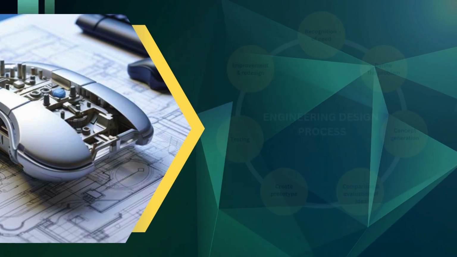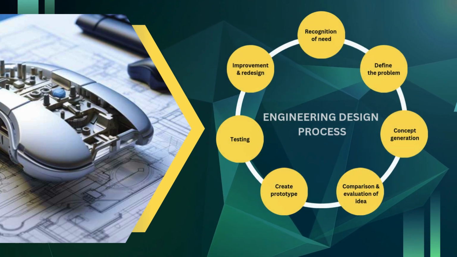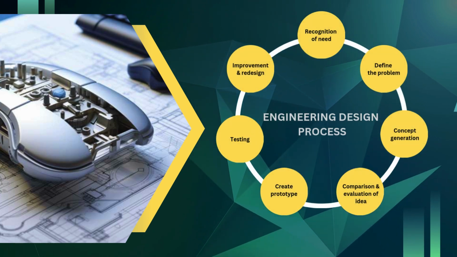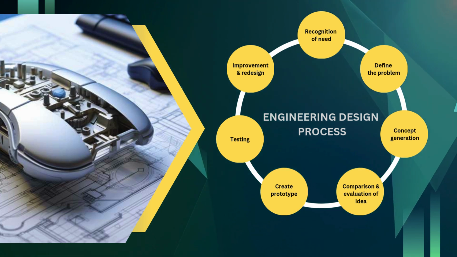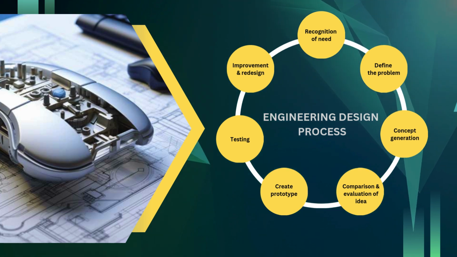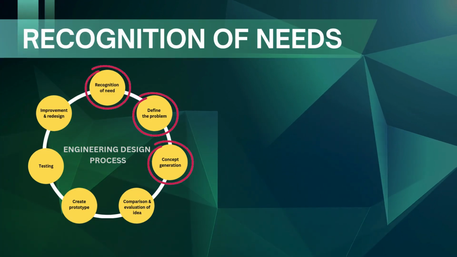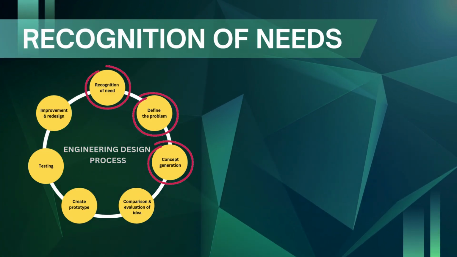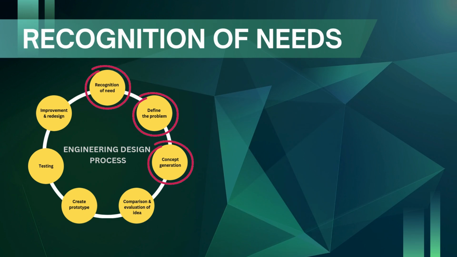The engineering design process is a systematic, iterative approach that engineers use to solve problems and create innovative solutions, involving steps like defining the problem, brainstorming, planning, creating a prototype, testing, and refining the design. In this topic, we will focus on three early stages involving recognition of need, problem statement, and concept generation.